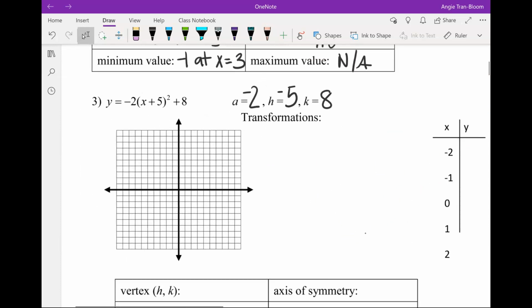Okay. The A value being negative, class, it means right away how many transformations? 2 for just the A. So 2 for the A value being negative, 1 for the H value being -5, and 1 for the K value being 8. So you have 4 transformations total. Okay. Dahlia, can you give me the 2 transformations for your -2 for the A? The first one would be? A is -2, so it should have 2 transformations total.